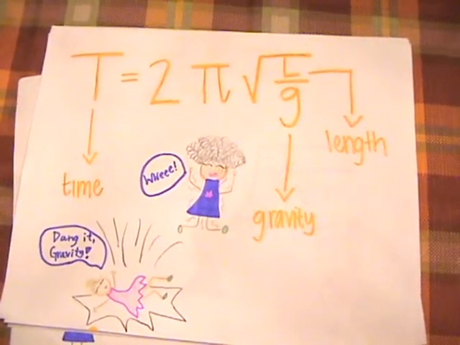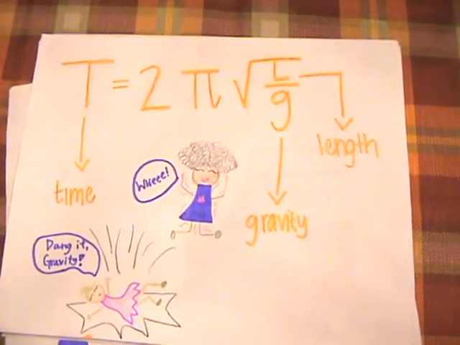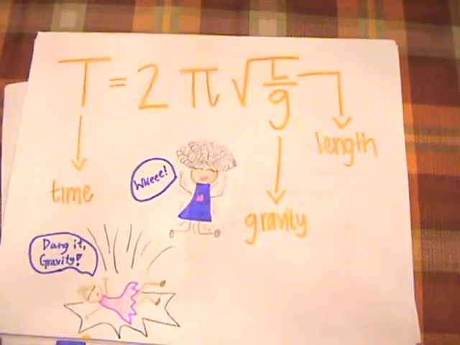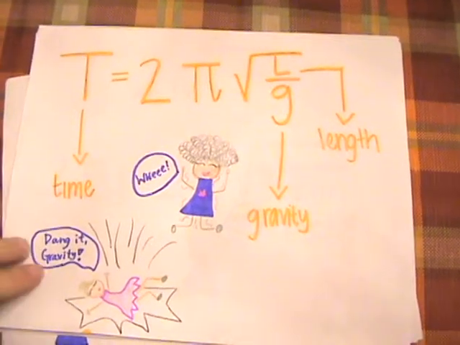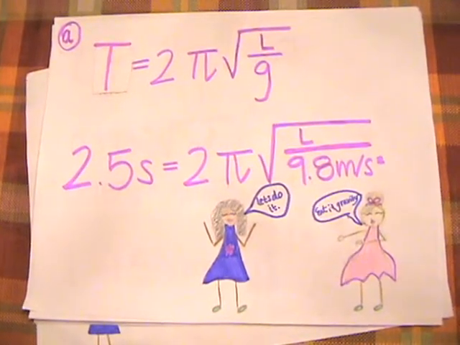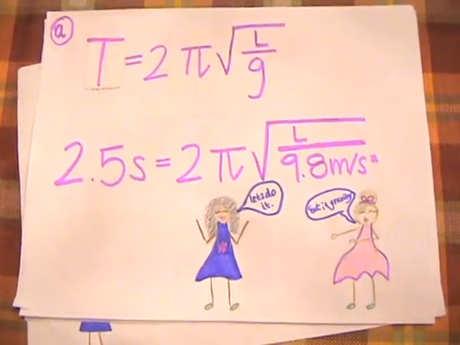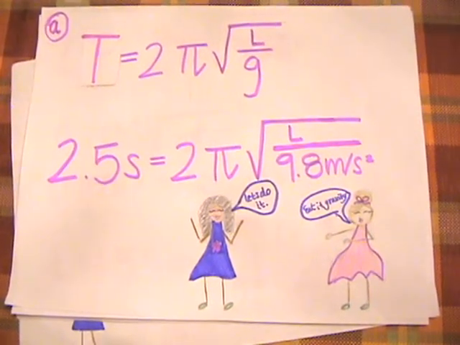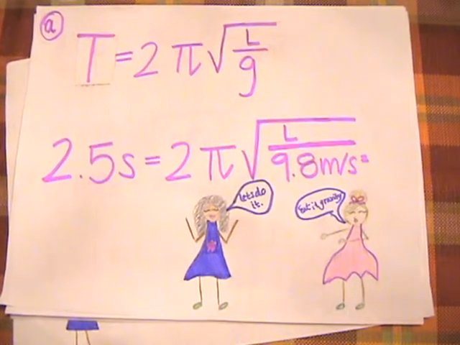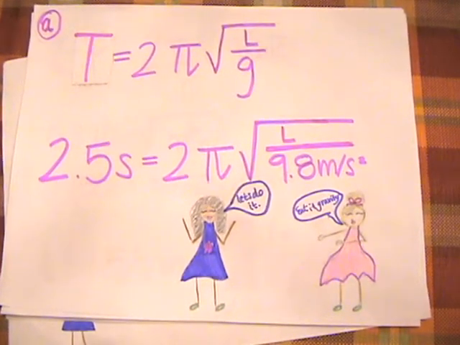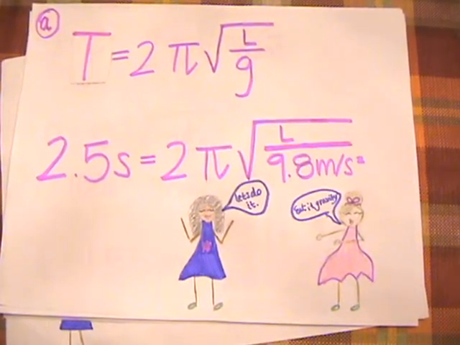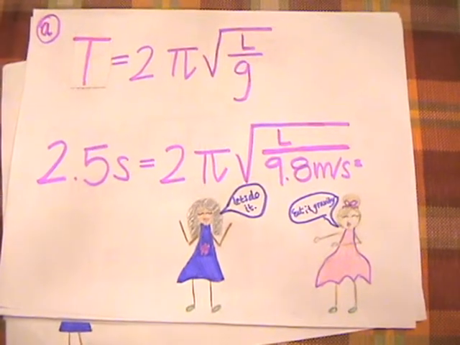Once again, here's our equation. T equals 2 pi times the square root of L over G. T equals time, G equals gravity, and L equals length. Again, the formula is T equals 2 pi multiplied by the square root of length over gravity. 2.5 seconds is time and is put in for T. It's equal to 2 multiplied by pi multiplied by the square root of length over 9.8 meters per second squared. We put in 9.8 for gravity.